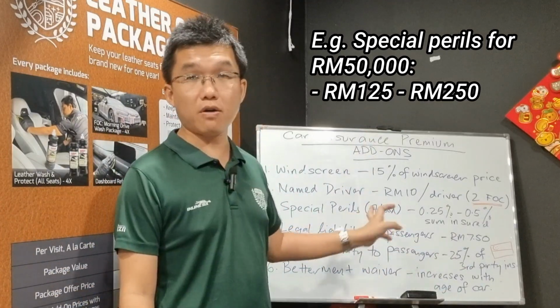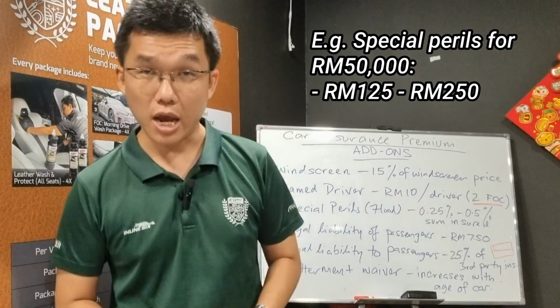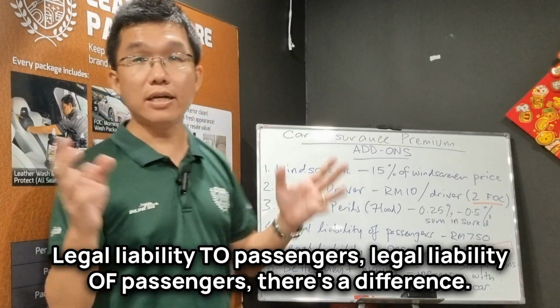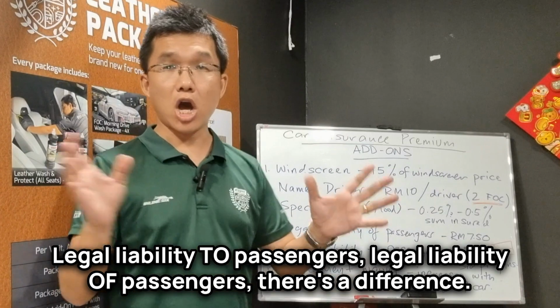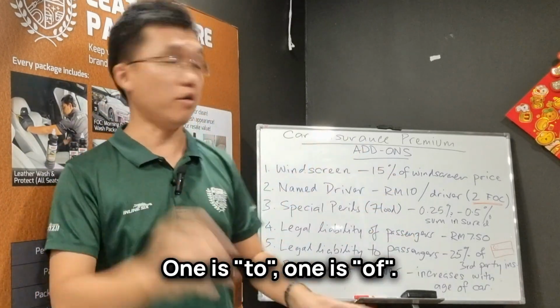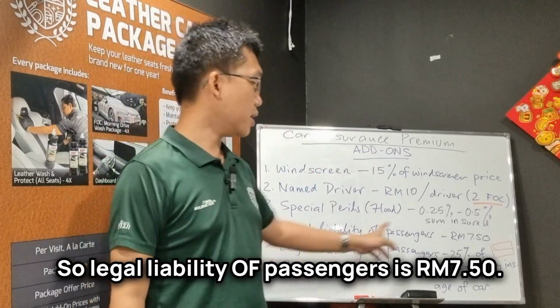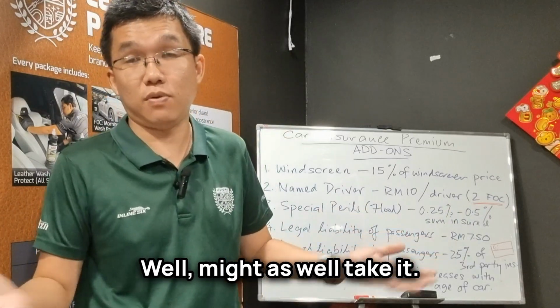Your special perils add-on is anywhere between 125 to 200 ringgit. Now, the next two, well, they are similar. Legal liability to passengers, legal liability of passengers. There's a difference. One is to, one is of. So legal liability of passengers is 7 ringgit and 50 cents. Well, might as well take it.